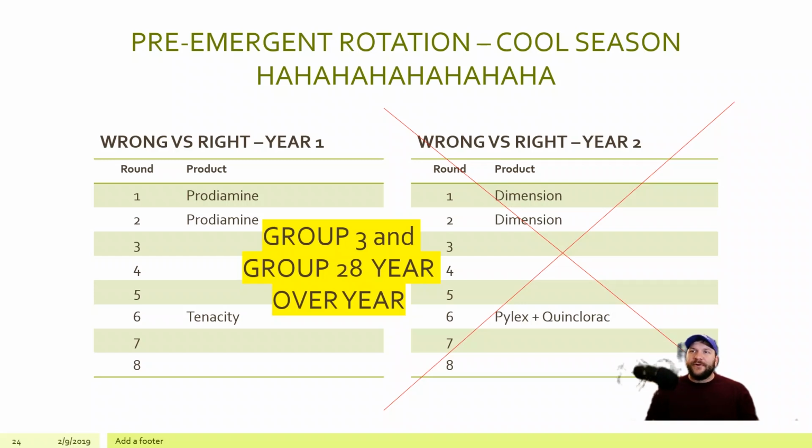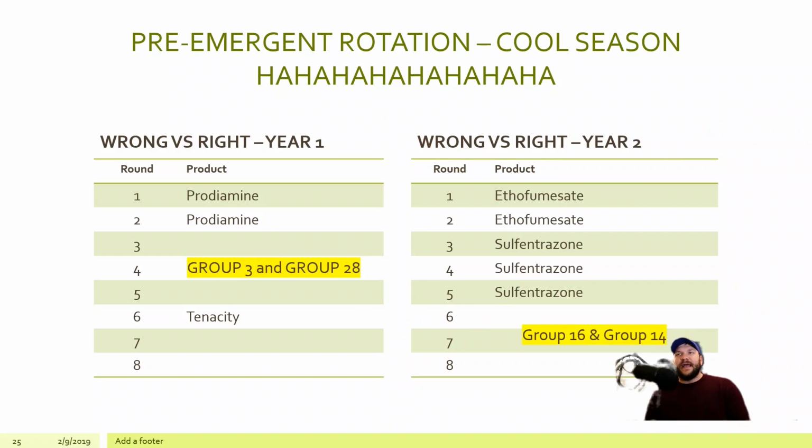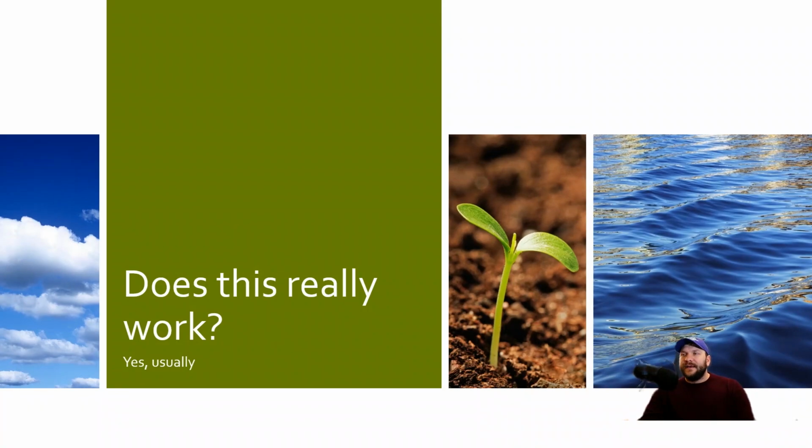In the spring, we're running group 3. In the fall, we're running group 28. That is not rotating. So let's see what that would look like actually employing a real rotation. Here we go. Round 1 and 2, we've got ethifumicate. 3, 4, and 5, sulfentrazone. So you can see the groups have completely changed year over year. We are not cycling the same modes of action over and over.